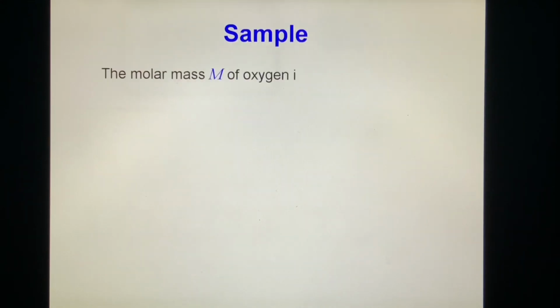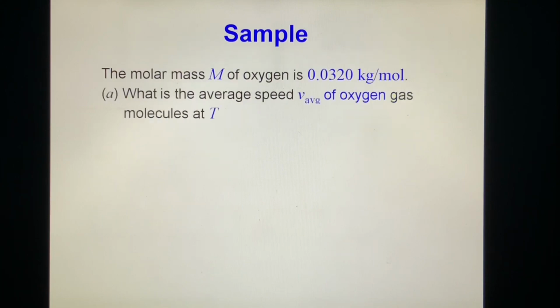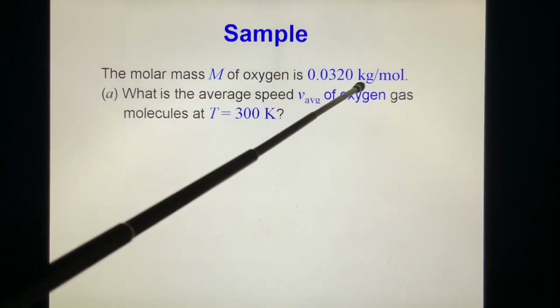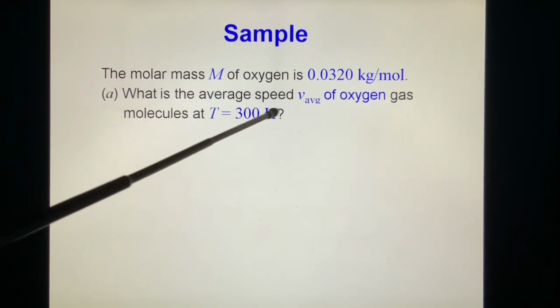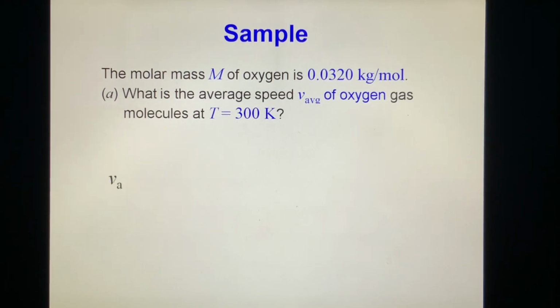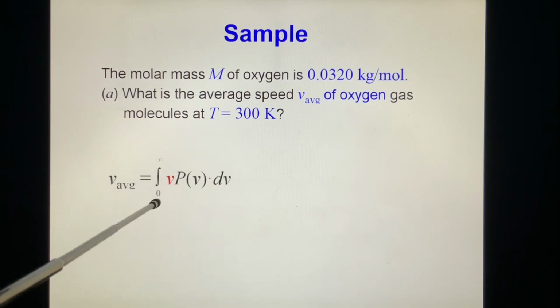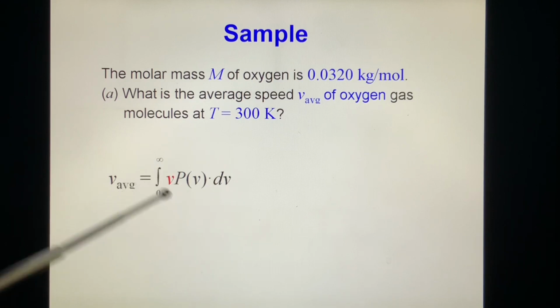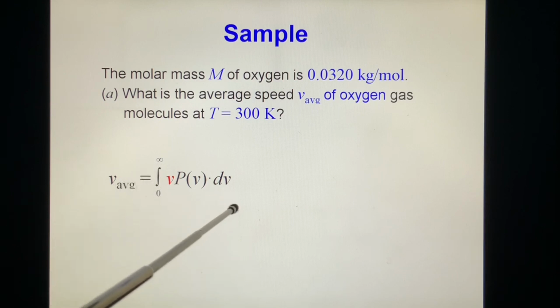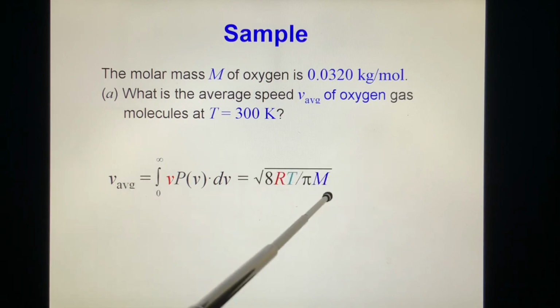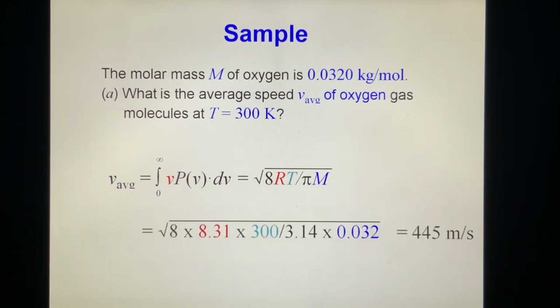Sample. The molar mass M of oxygen is 0.0320 kilogram per mole. Question A: What is the average speed, V average, of an oxygen gas molecule at T equals 300 K? This is very simple, straightforward. We use the integral from zero to infinity. This is the average speed, equal to the square root of 8RT over pi M. We put the numbers inside, we have M, we have T, very simple. That is about 445 meters per second. This is the speed of oxygen at room temperature.